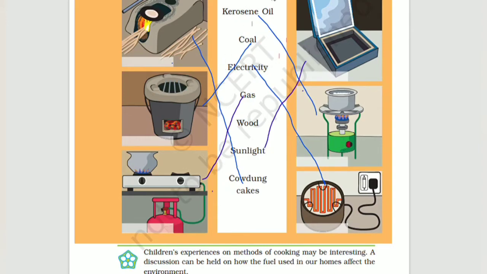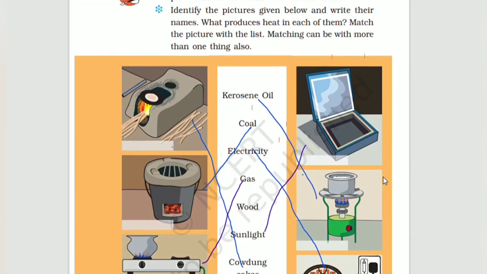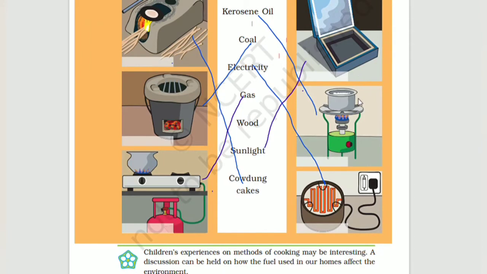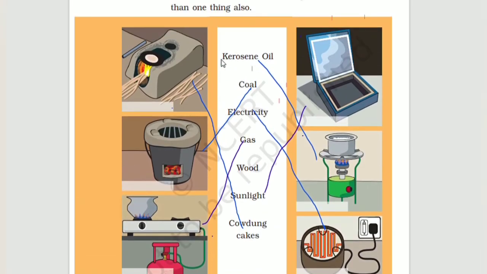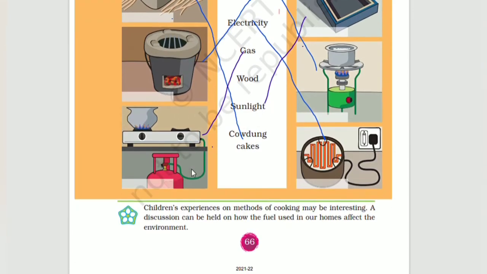See, I had drawn the markings here to represent it. On the right side are given the instruments, that is a solar cell, then a stove, then a heater. On the left side is given an old method for cooking. Now also many people are using this method only. Then coal is being used for cooking, in the coal gas. Then in the gas stove we are using gas.